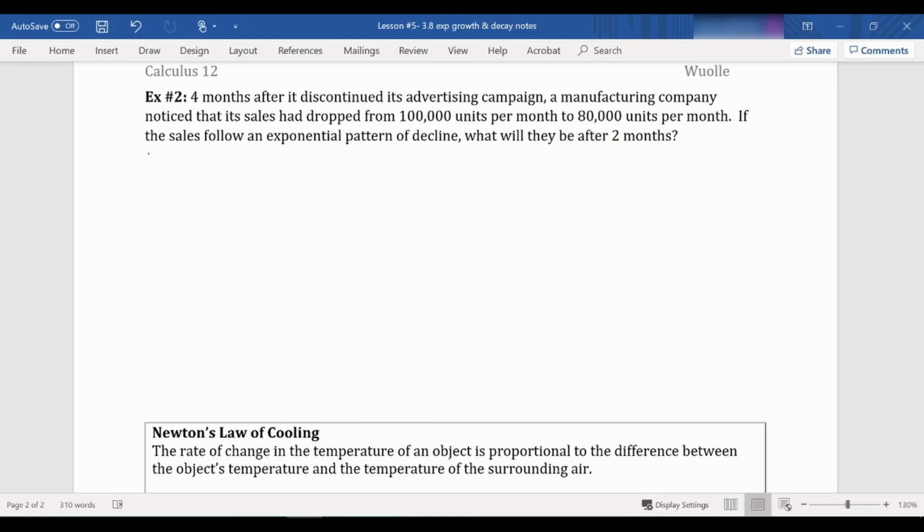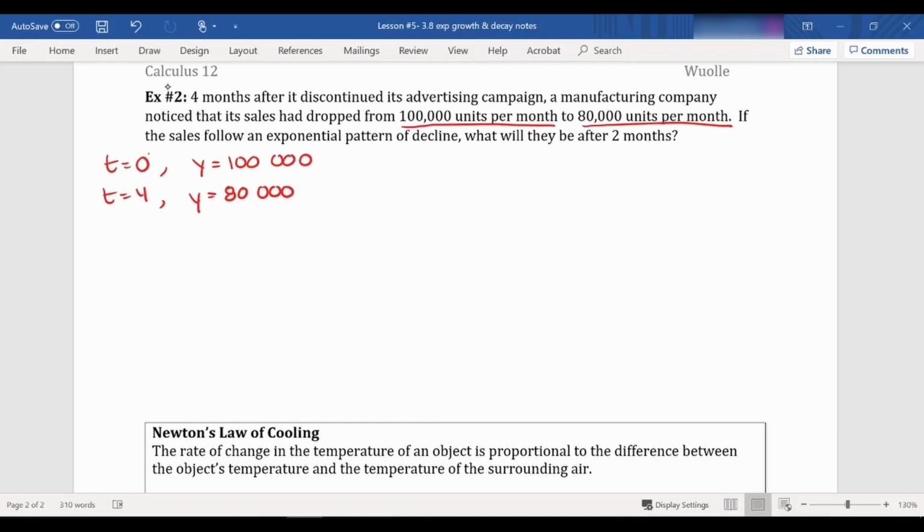All right, so we have: 4 months after it discontinued its advertising campaign, this company noticed that its sales had dropped from 100,000 units per month to 80,000 units per month. Okay, so at time t = 0, we had 100,000 units per month. And when t = 4, we have 80,000 units.